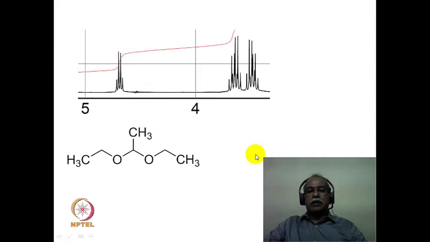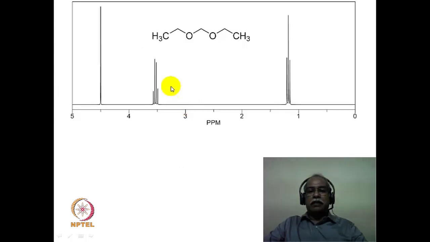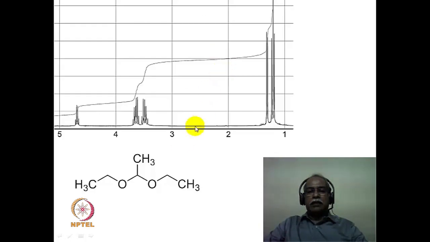So this example essentially illustrates that a small perturbation by introducing a methyl group causes a fairly large change in the NMR spectrum in comparison to a more symmetrical structure like this. The less symmetrical structure becomes a complex spectrum, and a wealth of information is obtained because of the complexity of the spectrum.